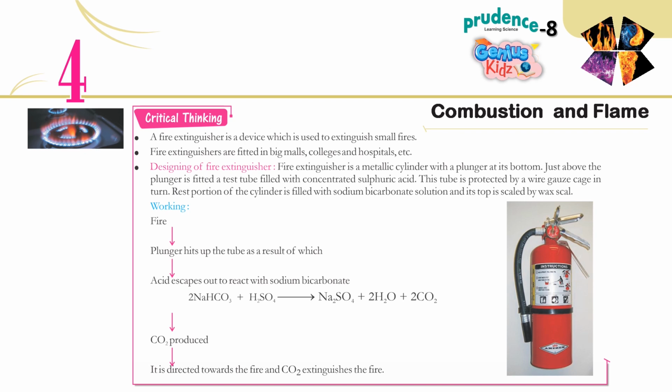Working. Fire. The plunger hits the tube, as a result of which acid escapes out to react with sodium bicarbonate. 2NaHCO3 plus H2SO4 gives Na2SO4 plus 2H2O plus 2CO2. The CO2 produced is directed towards the fire and CO2 extinguishes the fire.